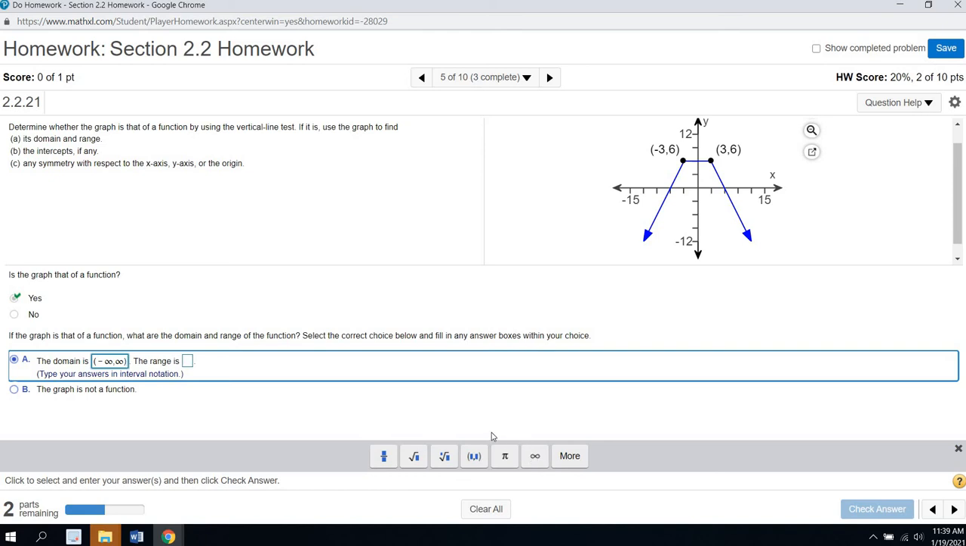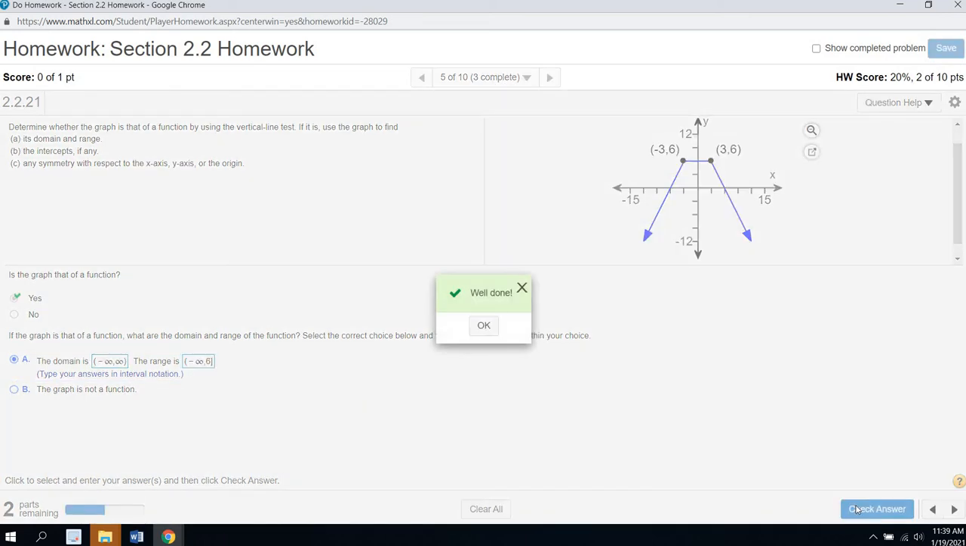And the range of values isn't everything. It goes as low as we want because those arrows go down. Sorry, I'm doing the same thing. I'm hitting caps lock every time. Negative infinity. All the way up to what value? Well, we get as high as 6. Do you see that happening? And we actually achieved the 6, so we'll put a bracket in there. And we'll check our answer.